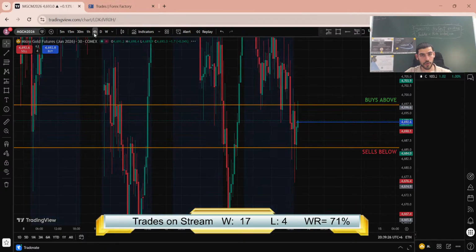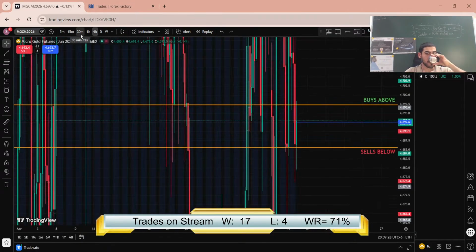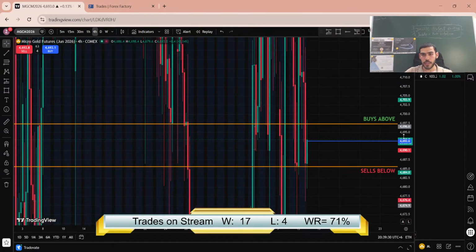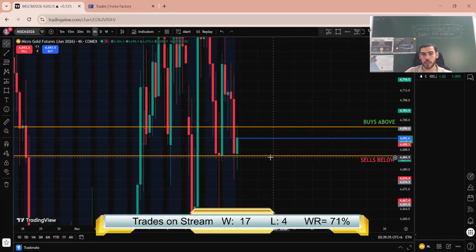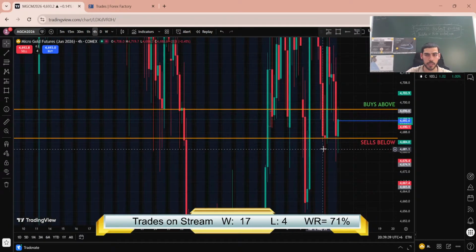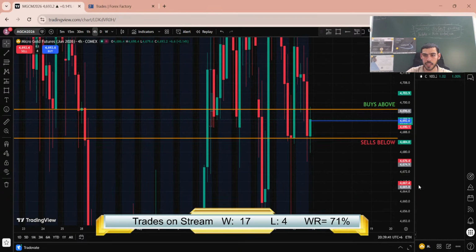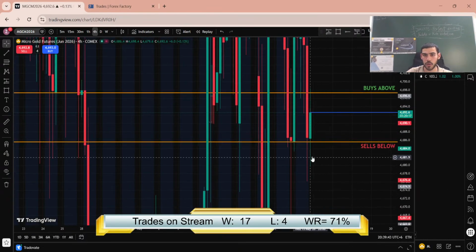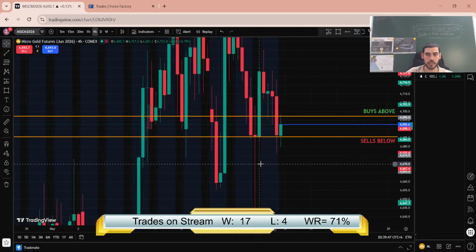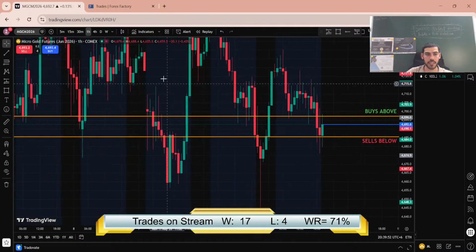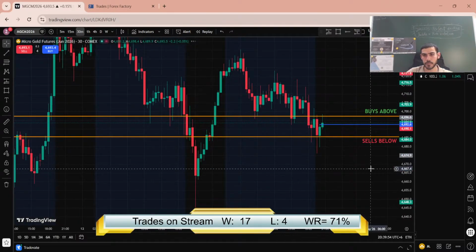Yeah, and also the 4-hour here was bearish. So if this 4-hour closed below this area, I would strictly be looking for sells. But as you can see here, this 4-hour didn't close below this area. That means our bearish momentum is not that strong, so we can still be looking for buys.